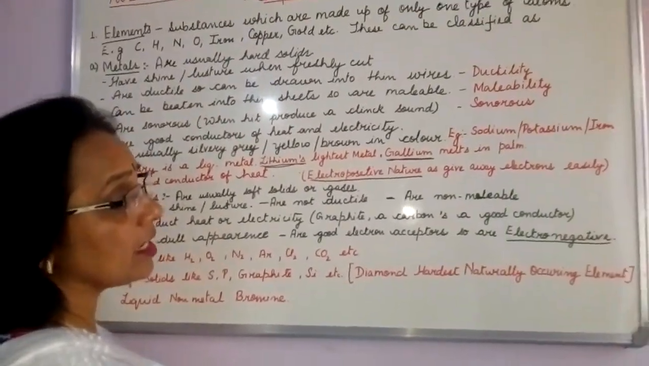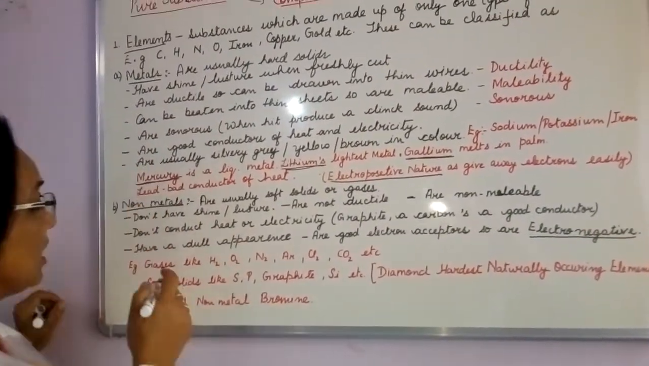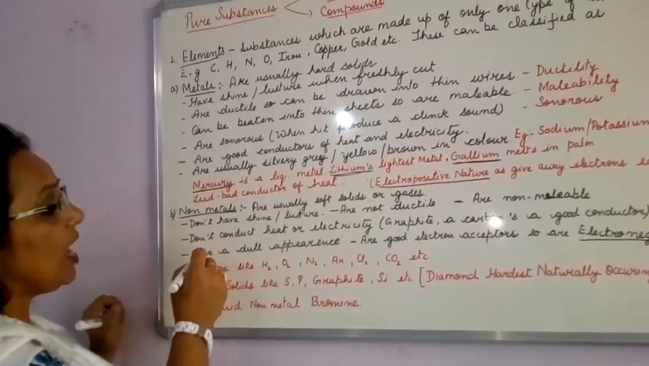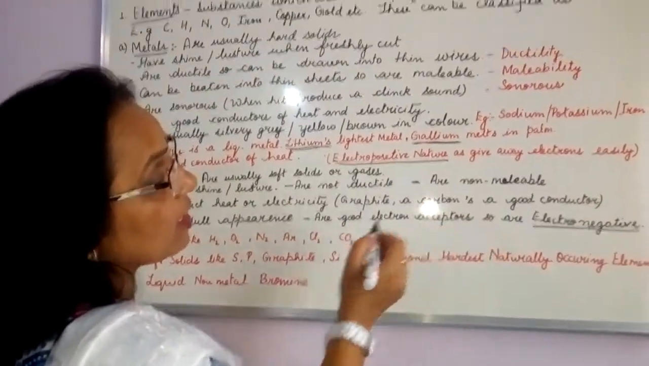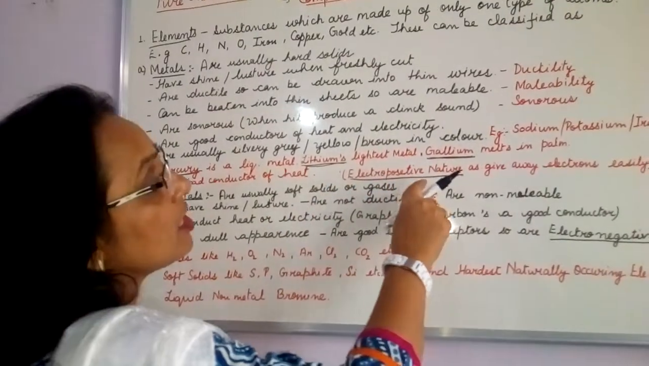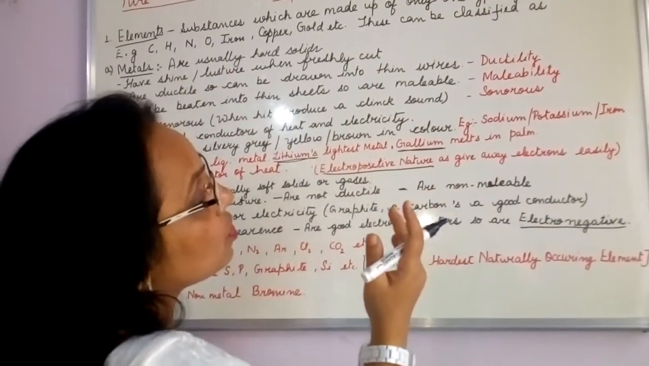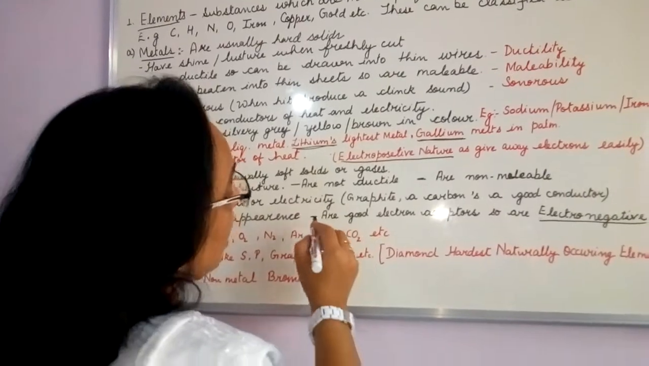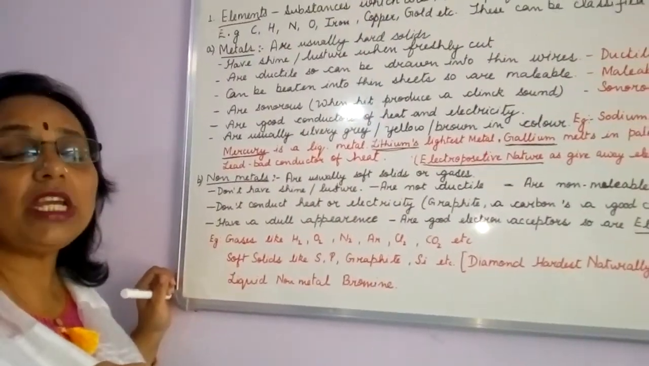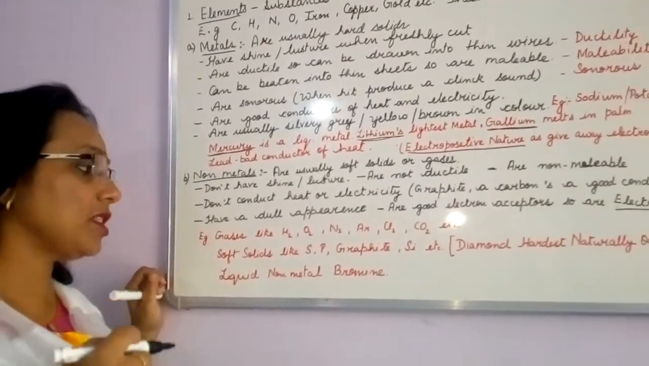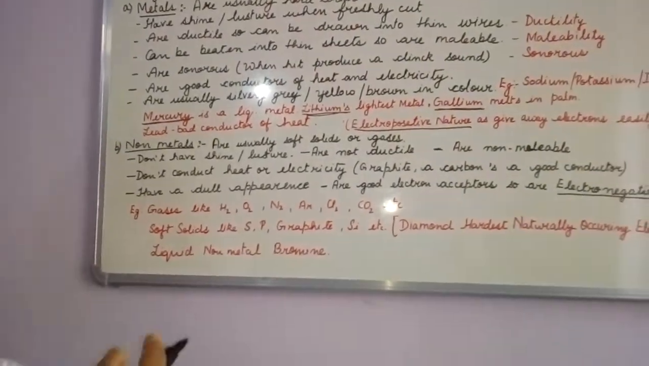Why does it conduct electricity? That we shall study in class 10th. They usually have a dull appearance and they are very good electron acceptors. These metals were electron donors. They used to give away electrons, whereas non-metals are electron acceptors. So they are said to be electronegative in nature. Okay, when they are accepting an electron, they get negatively charged.